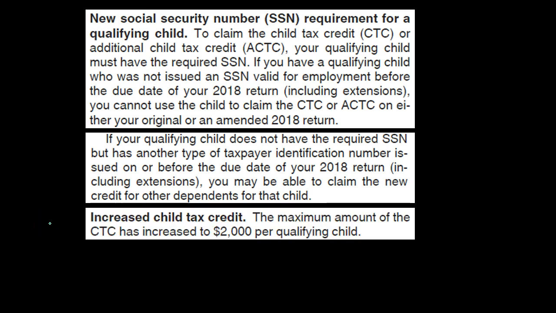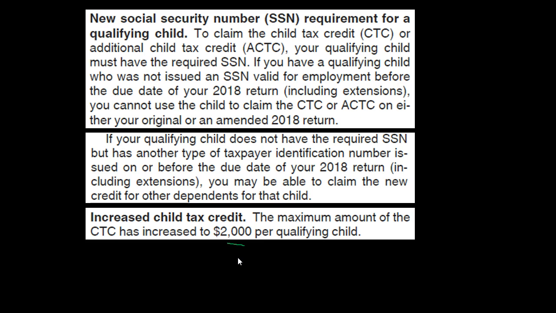And then increased child tax credit: the maximum amount of the child tax credit has increased to $2,000 per child. This is probably the most significant change that most people are thinking about. There's a big increase in the amount of the child tax credit, which is now $2,000. That's a dollar for dollar tax back. A credit then is going to be worth much more than the same amount of a deduction because it's going to give you that dollar for dollar tax back.